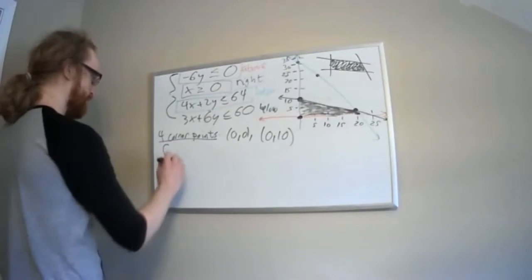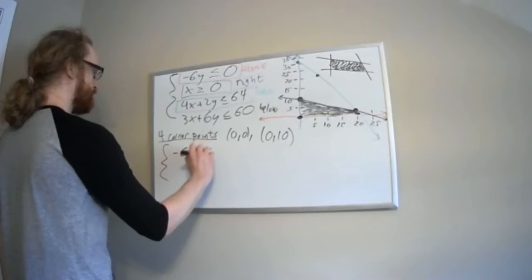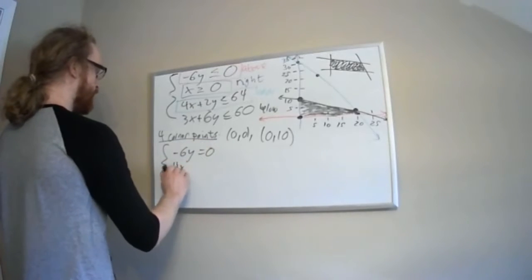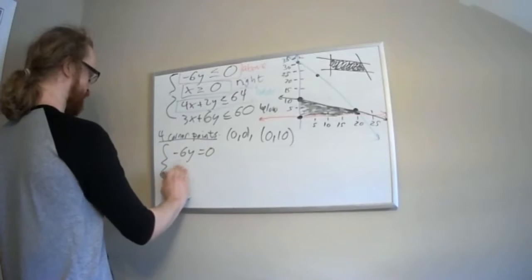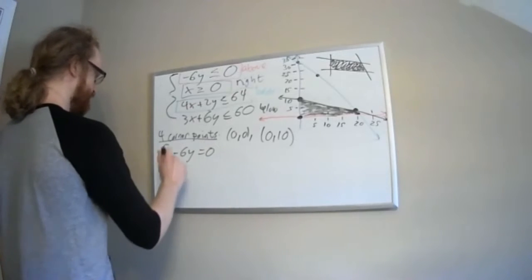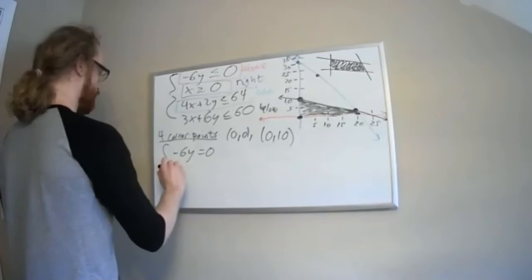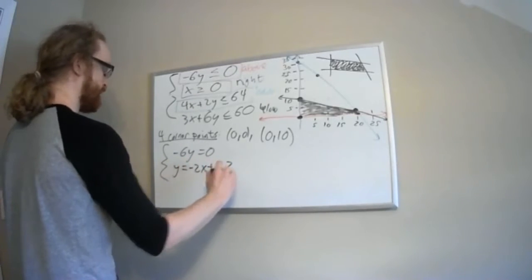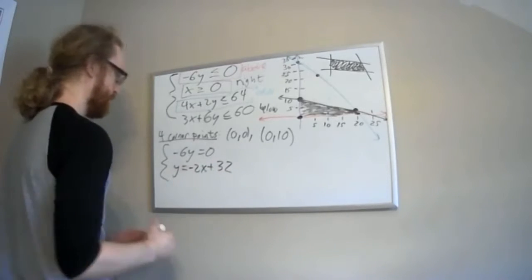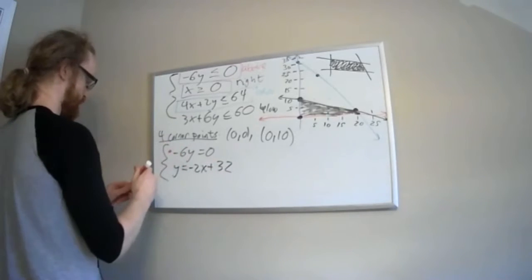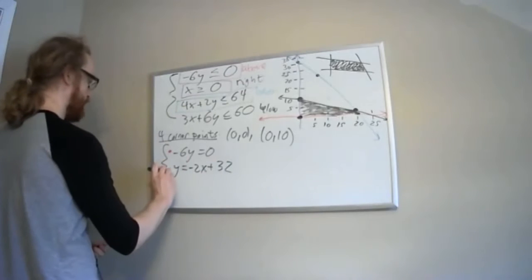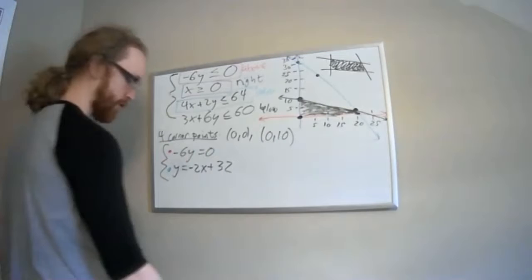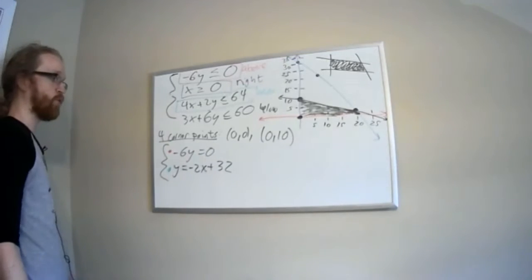So the red equation was negative 6y equals 0. And the green equation, when I solved it out for you guys, was y equals negative 2x plus 32. All right. So this is my red, and this is my green. Those are the 2 lines intersecting in a corner point. So I can solve this system of 2 equations, and it'll tell me the coordinates of the corner point.